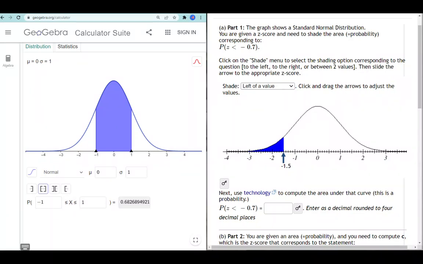Hello, welcome to a tutorial on how to use the probability calculator from GeoGebra, which is a mathematics software accessible online. In this video, I'm going to talk about how to read probability notation, how to decide how to shade a normal distribution function, and how to use the calculator to compute probabilities.